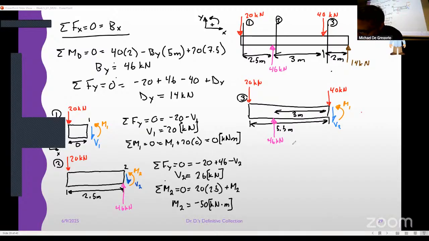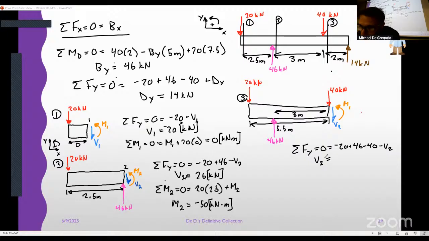Okay. Sum of the forces in y is equal to 0. Negative 20 plus 46 minus 40 minus V2. Do all that math. Note, I want you to notice something. If you look at this compared to the first one, we had negative 20 kilonewtons. Then we moved to the next one. We added 46, so it's 26. This is 26 minus 40, or negative 14. Notice it adds.